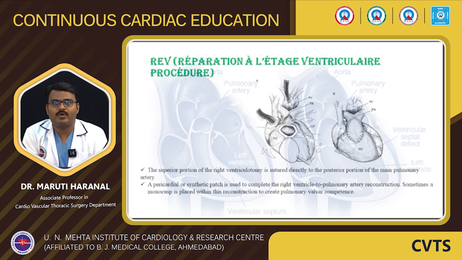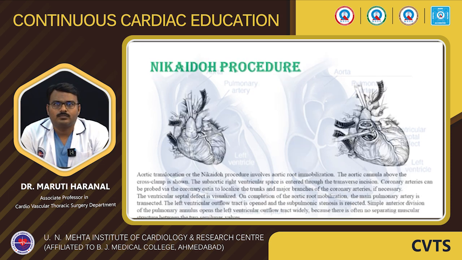Lecompte maneuver is performed, and the main pulmonary artery is brought anterior to the aorta, and the posterior part of the main pulmonary artery is directly anastomosed to the right ventricular incision, and anteriorly it is augmented with usually a pericardial patch with or without a monocusp valve.